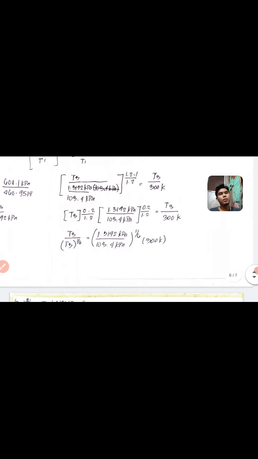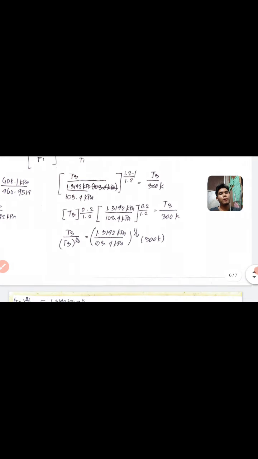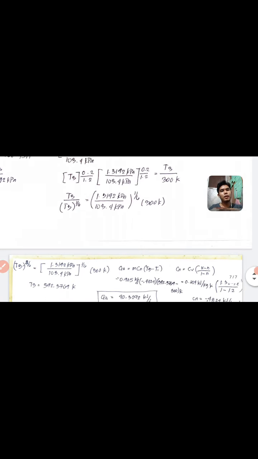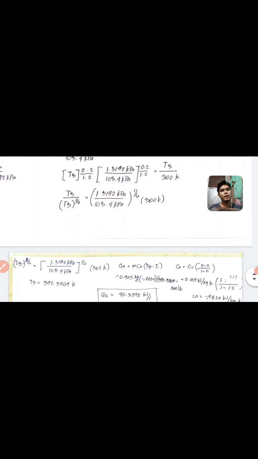Raised to 1/6 multiplied by 300. Okay, so in our previous calculation, we just cross multiplied, and now we can solve for the T3.